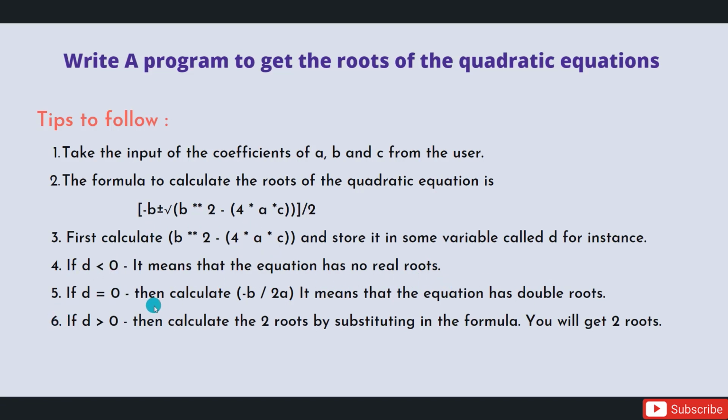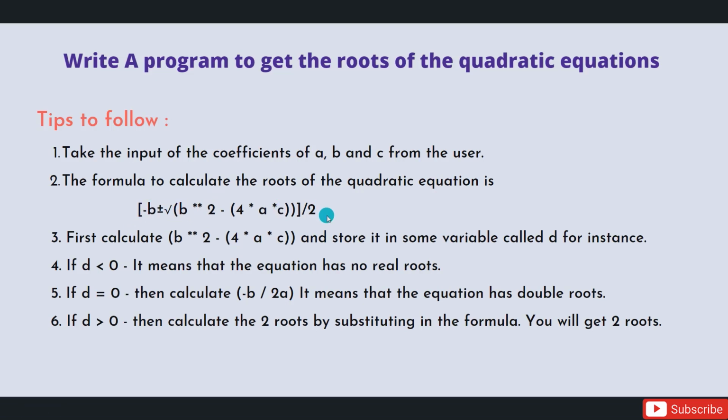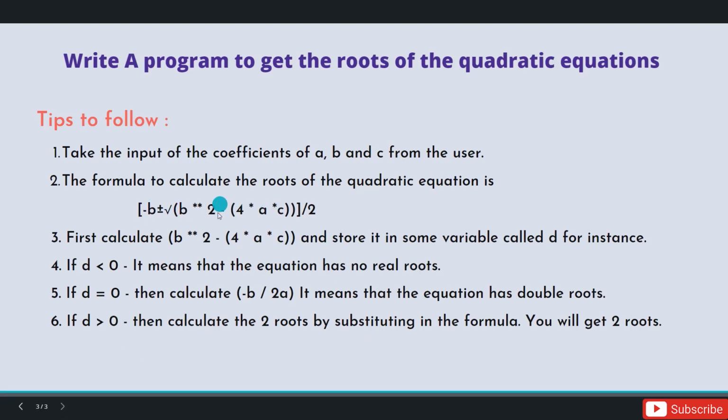So if d equal to 0, this root value will be 0 and minus b by 2a will be the root. Right? At that time, if we calculate minus b by 2a, we're gonna get double roots. For example, if you take x squared plus 2x plus 1, and if you do factorization, you'll get x plus 1 and x plus 1, two times. That means we have two x values and those two values are the same. That means the roots are same, but those are double roots. If d is greater than 0, then we're gonna get real numbers and we just substitute that d value here and calculate. We will get two roots this time.